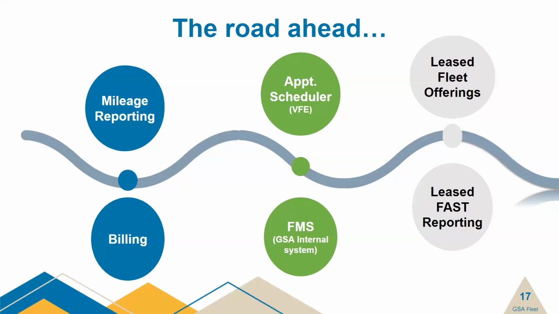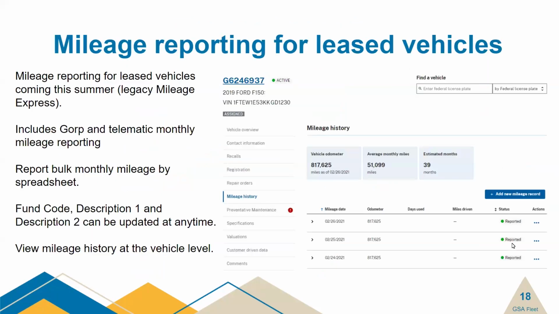FMS, which is our internal system, we're working on going through all of the functionality for that. And then our leased fleet offerings. So right now you currently have purchasing, like Mike talked about. You're able to go in and order those vehicles, and we'll have our leased feature for that soon, as well as our leased fast reporting. So kind of a little bit of what I just mentioned. And I will hand it over to Jonathan to speak to the mileage reporting.